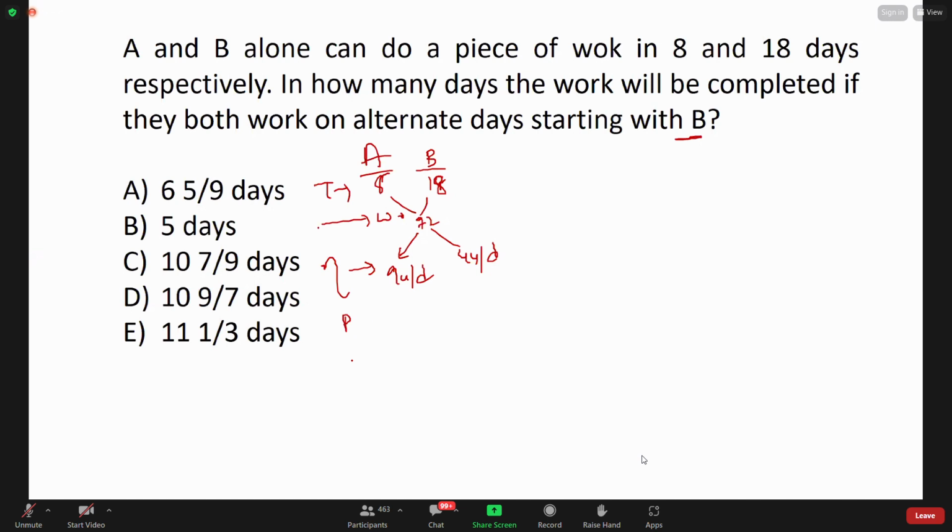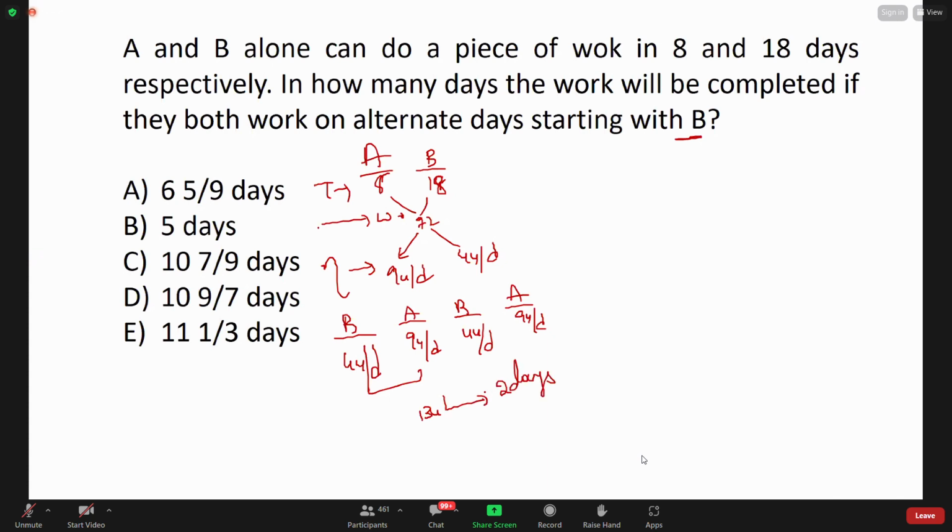Starting off with B. First day 4 units is completed. Second day 9 units is completed. Third day again B, 4 units is completed. Very good. Answers are falling in already. And fourth day again 9 units per day. Very good. So together you have 13 units per day. 13 units done per 2 days.